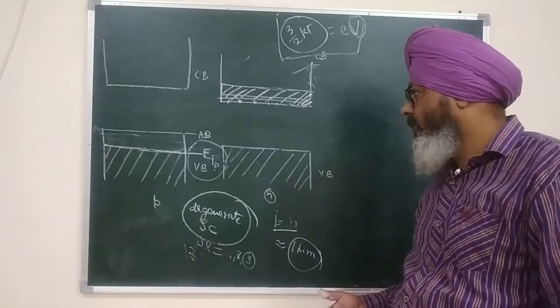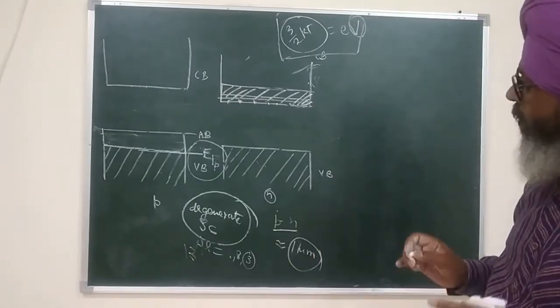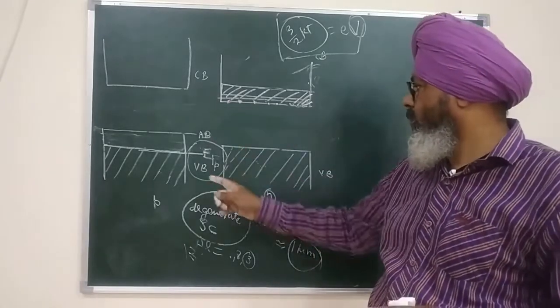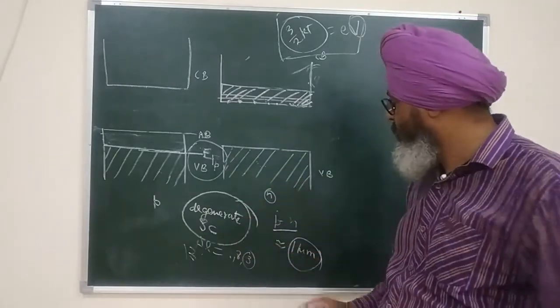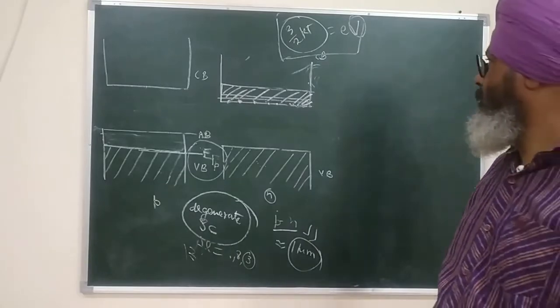place throughout the width of the semiconductor. It will be taking place in a very small or narrow region around the junction, and that region will be called a depletion region, whose approximate width will be of the order of 1 micrometer.